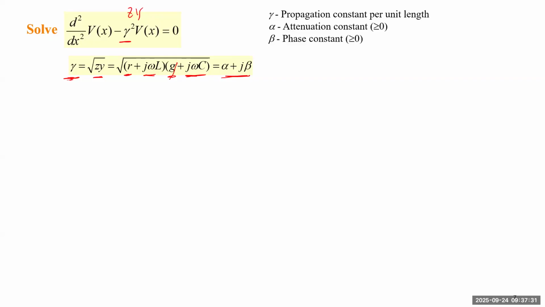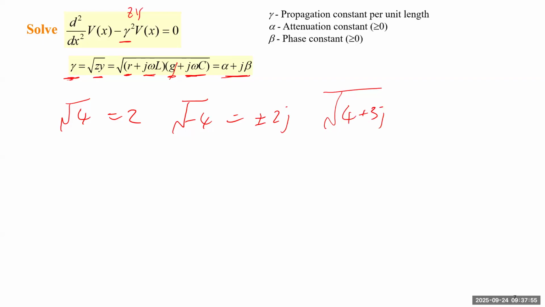So here you may have questions. You know how to calculate the square root, for instance, of 4, right? This one will be 2. You also know how to calculate the square root of negative 4. This one will be positive and negative 2j, right? But how do we calculate something like 4 plus 3j? How do we calculate the square root of this one?